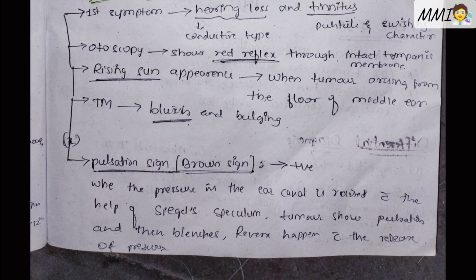Tympanic membrane is bluish and bulging, and pulsation sign, that is Brown sign, is positive. So what is Brown sign? When the pressure in the ear canal is raised with the help of a Siegle speculum, the tumor shows pulsation and then blanches. The reverse happens with the release of the pressure. Okay, pulsation sign.